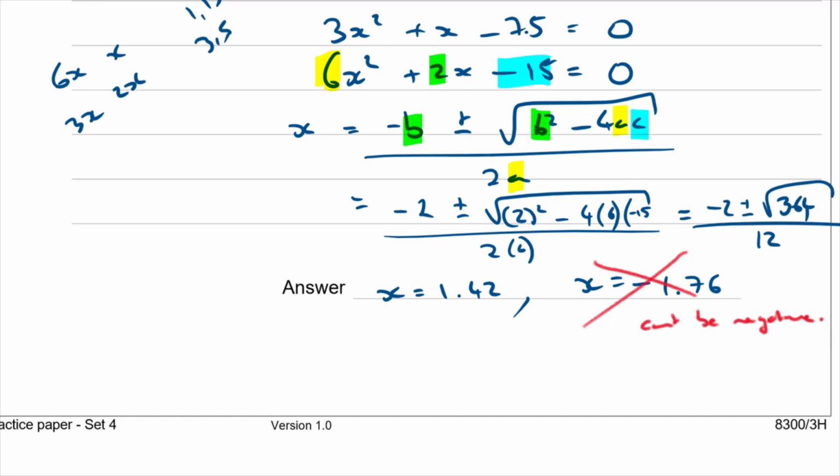Now, according to the mark scheme, you'd actually lose a mark if you'd written down both answers. So it was good that we were sharp and we spotted that.